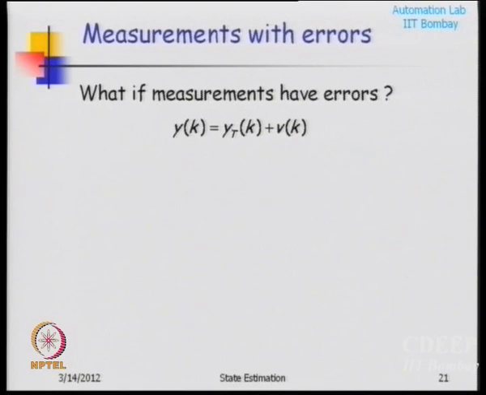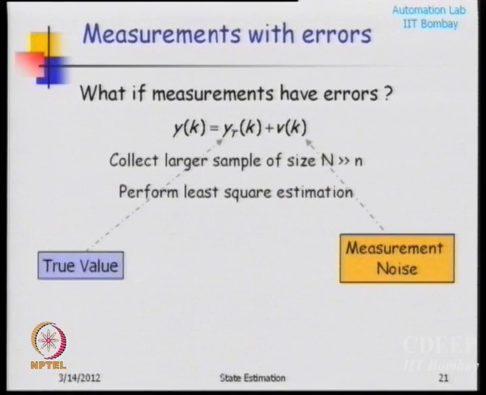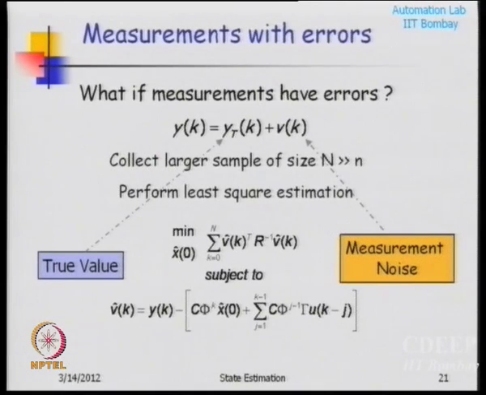So what if y is something like this, y true plus some error, and this is my measurement noise. Then what should be done is we should collect a larger number of measurements and then try to consider the least squares estimate of x naught. That is the best way of going about it. So what we can do here is minimize the sum of the squares of errors. Here v is a vector of measurement errors, and R is the covariance of these measurement errors. I am just normalizing these errors using the covariance inverse.